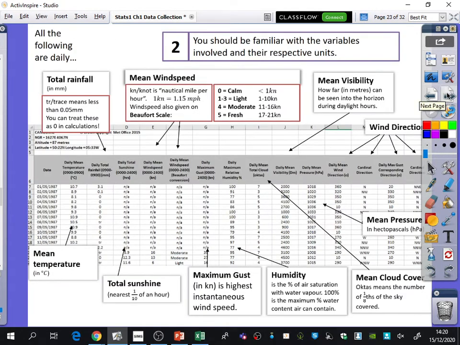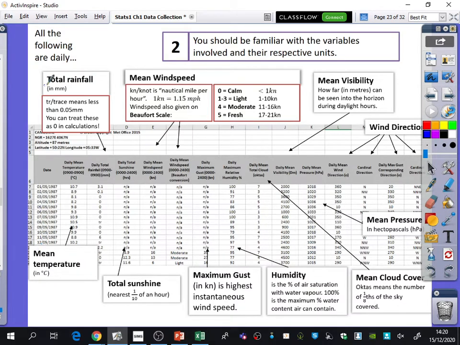So you need to be familiar with the variables involved and their respective units. Now, this isn't something you're going to be able to just digest all at once, but this is something we'll be using in questions throughout statistics. So I'm going to start at the top bit that we've got here. All the following are measured daily. So they'll have measurements down the side of what day things are being done.